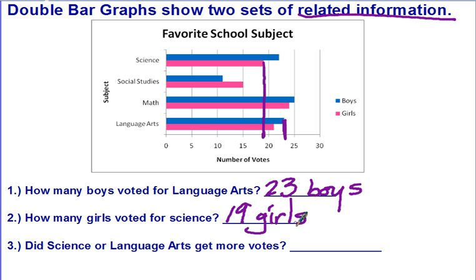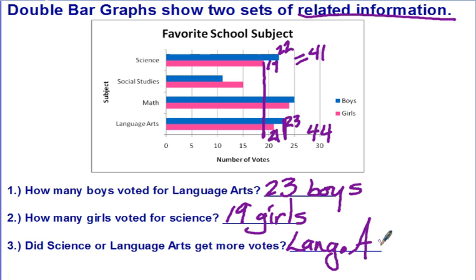Did science or language arts get more votes? So let's see. We have 19 girls for science. Let's see what we have for boys. I would say 22. So altogether, I would say we have 41 votes for science. Now let's do language arts. It looks like we have 21 girls. Looks like we have 23 boys. So 44 votes for language arts altogether. So language arts had more votes between all of the kids than science.